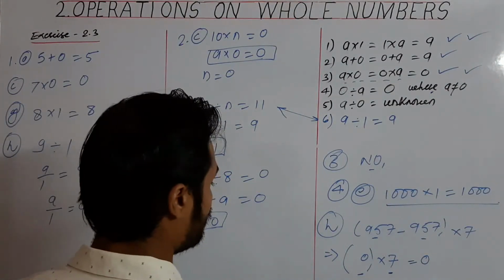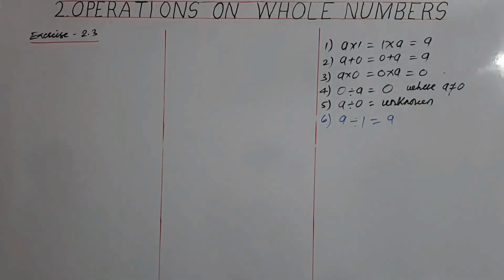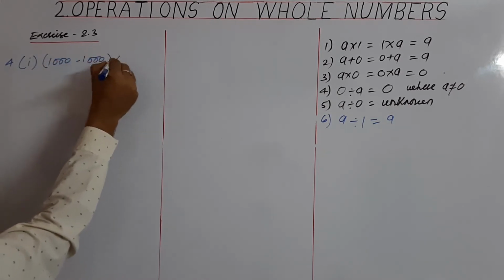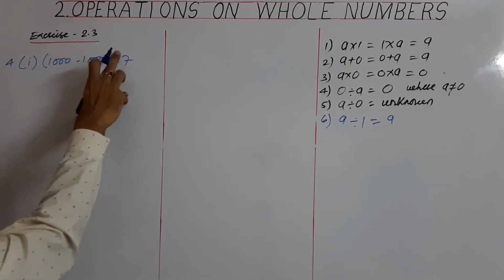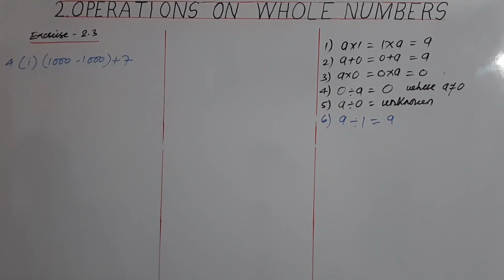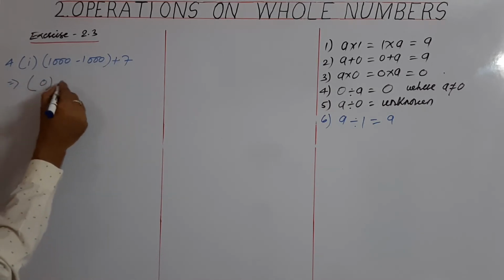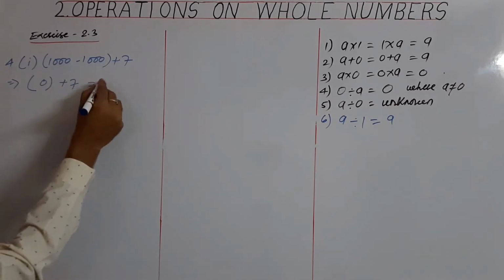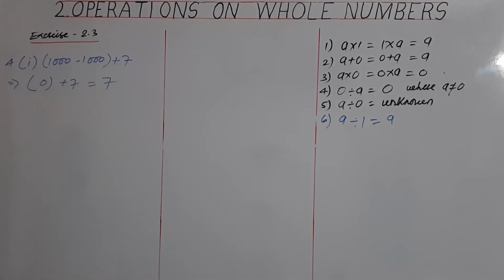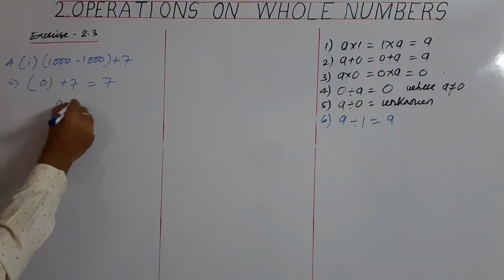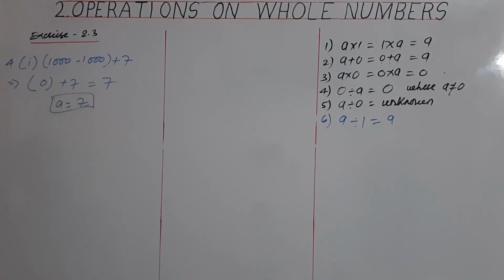Next, part I. 1000 minus 1000 plus 7. In the next step we'll get 1000 minus 1000 is 0, plus 7 equals 7. Also, from the second property we know that 0 plus a equals a. Here the value of a is 7.